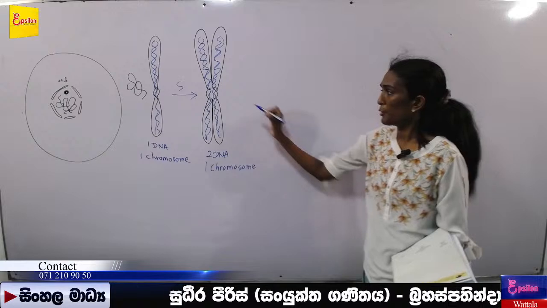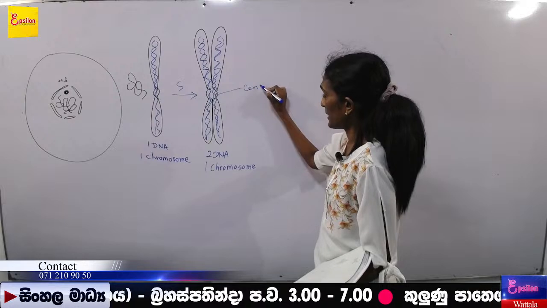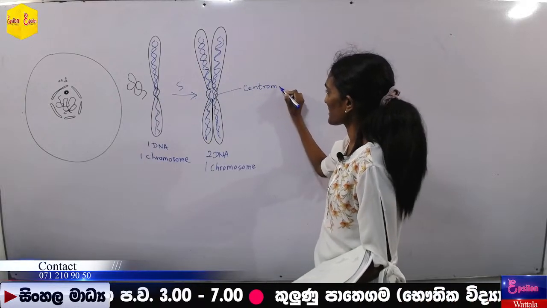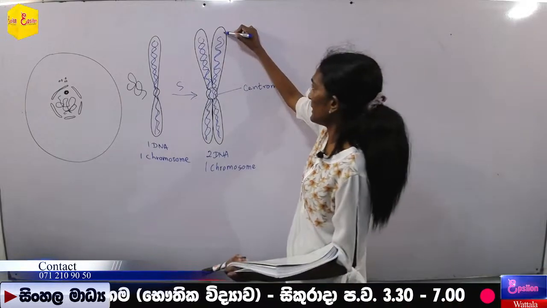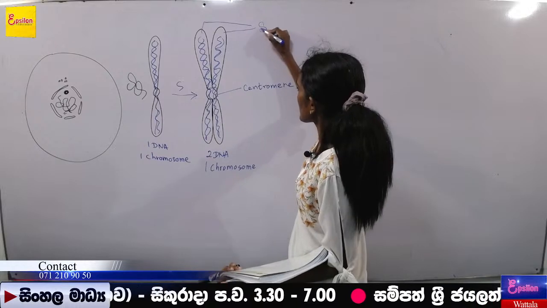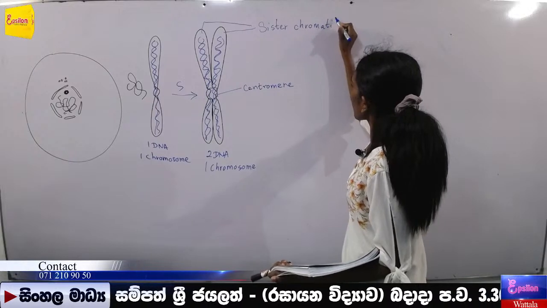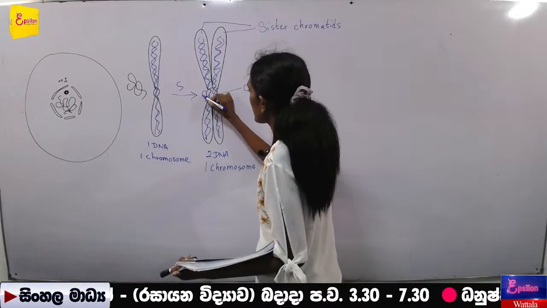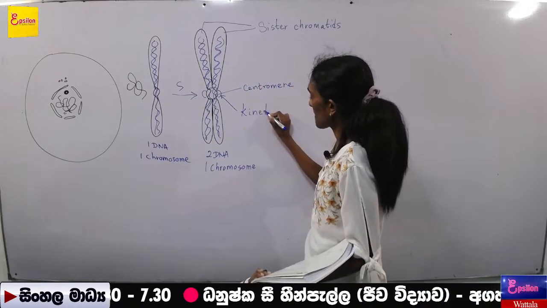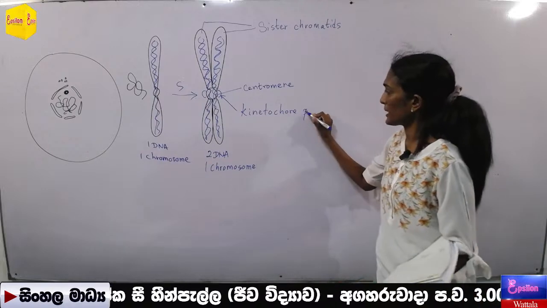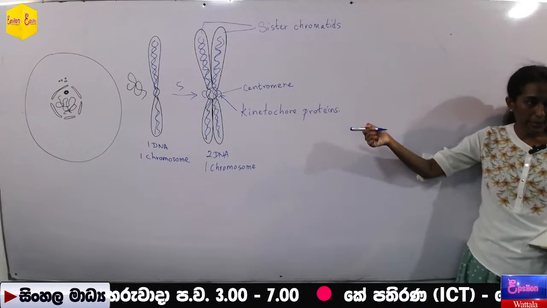Correct? What do we call this part? Centromere. Not centrosome, right? Centromere. And what do we call these? Sister chromatids. And also here is some protein attached. What do we call this one? Kinetochore protein.